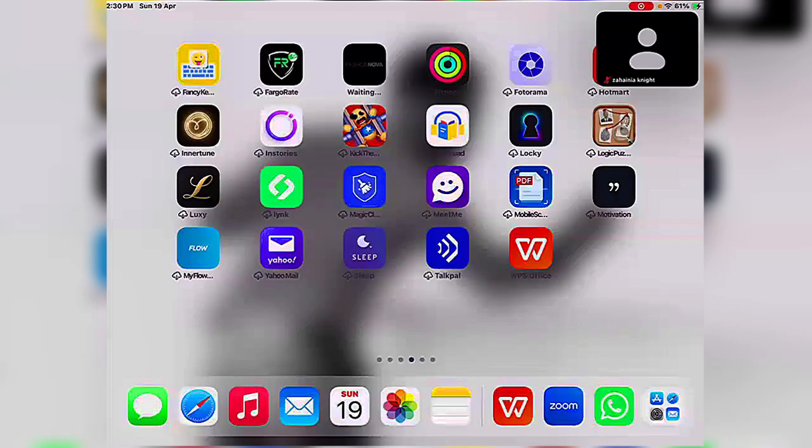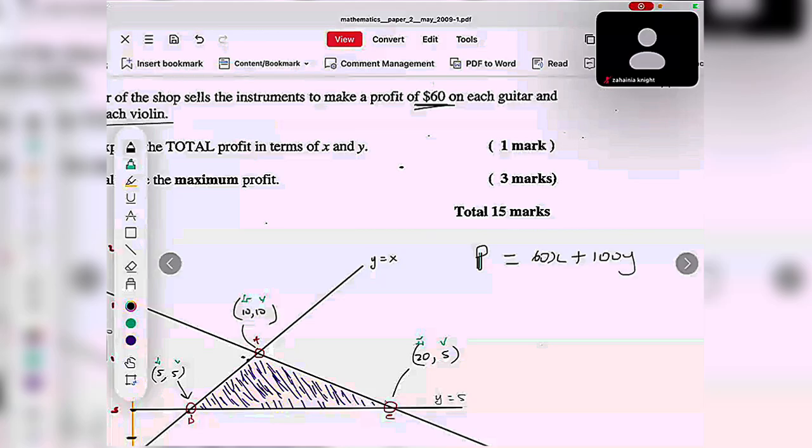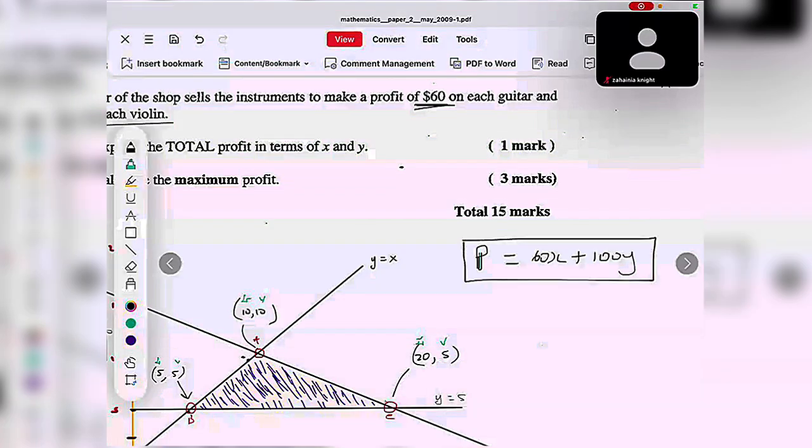So 60x plus 100y, and that's it. So P equals 60x plus 100y. Because if you read the question, it says that $60 is made from every guitar. And since we know that X represents guitar, it's 60 times X. And $100 for every violin set, and Y represents violin, so it's 100Y. And that's it.